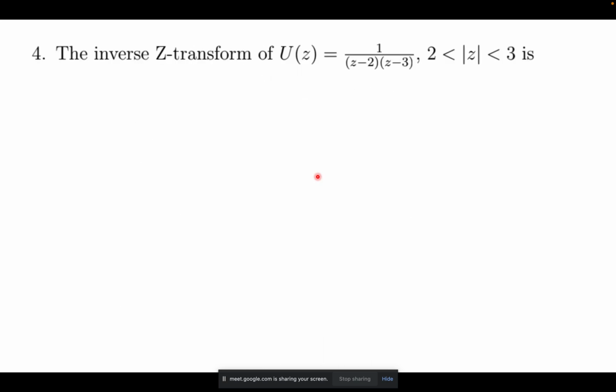So the next question is, you are given some capital Uz, which is the z transform of some sequence, and this is given by 1 upon (z minus 2)(z minus 3), and you are given that the modulus of z lies between 2 and 3. Now you need to calculate what is the inverse z transform of this. So let's see how to solve this problem.